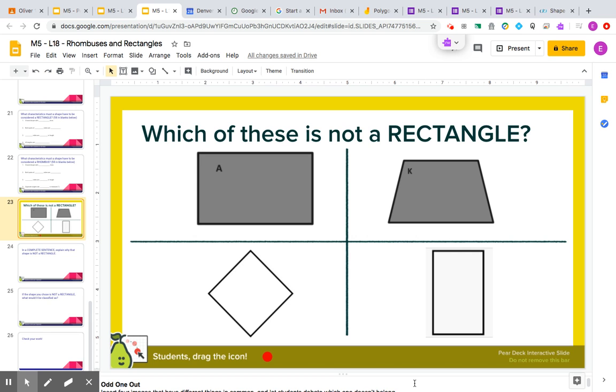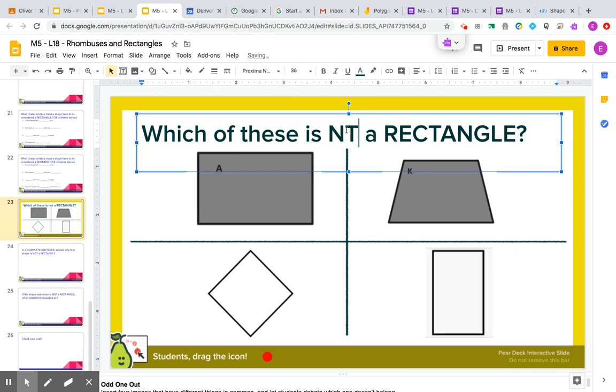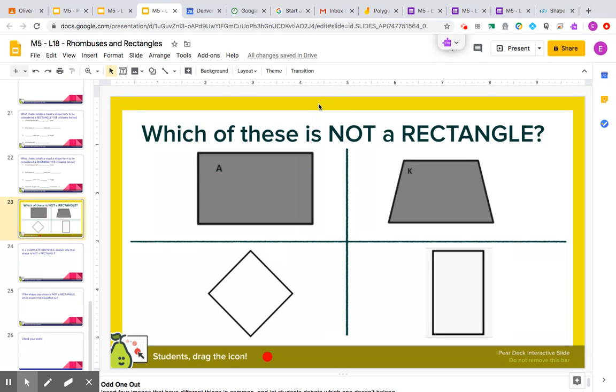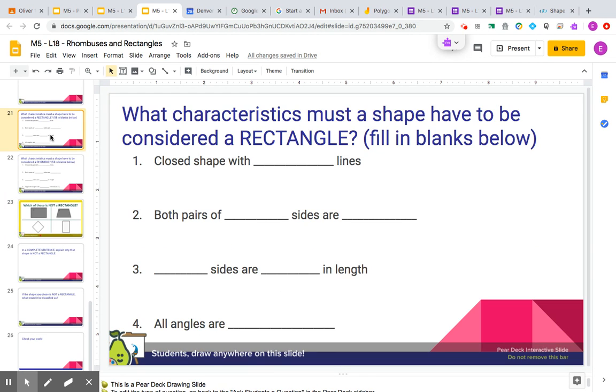So I have 4 images. 3 of them are rectangles, and I need to figure out which one is not a rectangle. Which makes me think, what qualifications do I need in order to be considered a rectangle? I know a rectangle has to be a closed shape with 4 straight lines. That's my first qualification to be a rectangle.